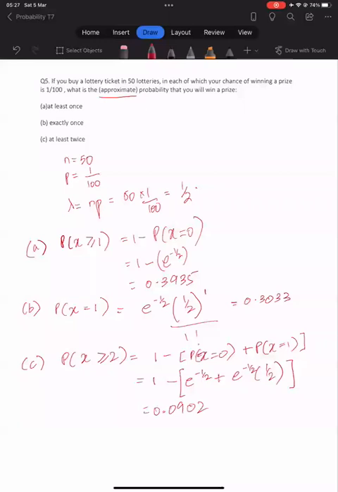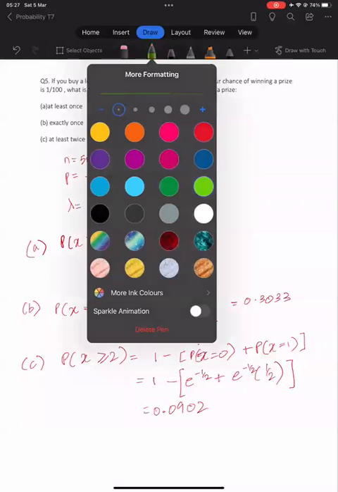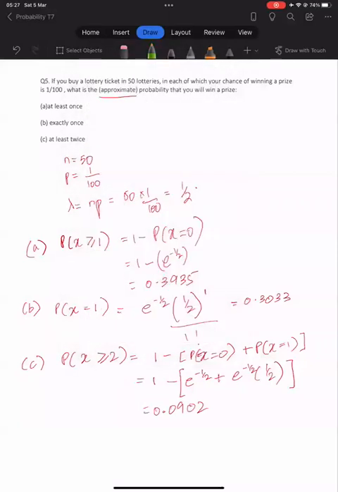This is just an approximation again because we are using Poisson. If we use binomial, our answers will be different from these. So just to make it clear, we can do one of the parts using binomial, and then the rest you will know how to do.